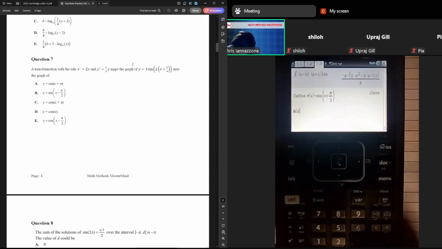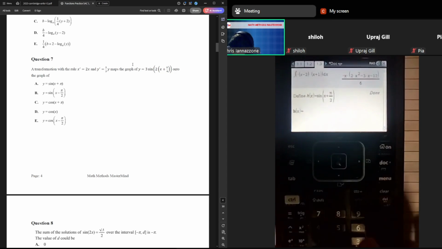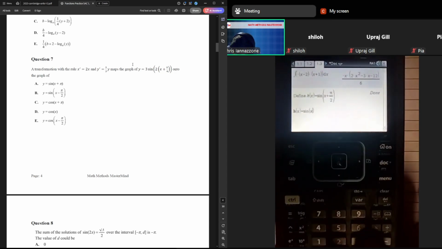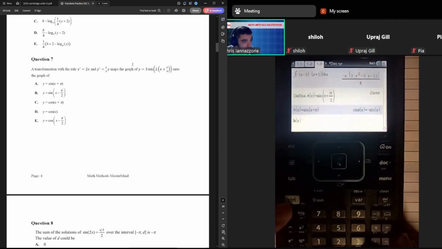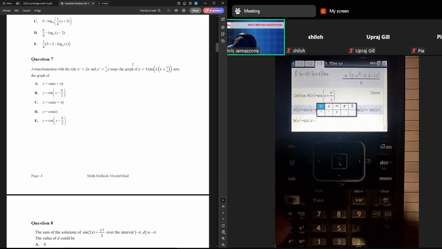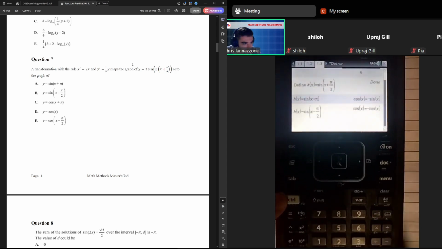So I could say h of x is equal to sine of x plus pi. Pretty unlikely, and sure enough, not going to happen. You go to the next one. h of x is sine of x minus pi over 2. So again, pretty unlikely, right? Minus pi on 2, not going to happen.